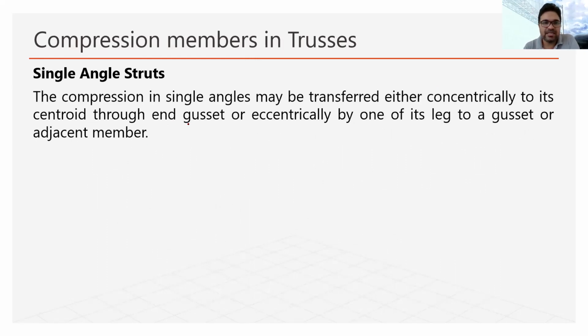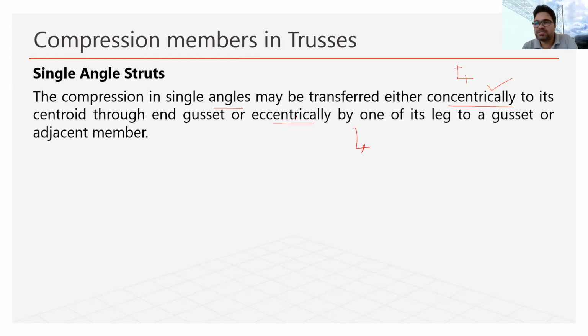So as I said, in a single angle section the compressive force may be transferred either concentrically, when both the legs are connected. If this and this leg are connected, in that case we say that compression is transferred concentrically, which means there is no eccentricity to its centroid, or eccentrically by one leg. If we are connecting the angle section along with one leg only, in that case the load is transferring eccentrically.